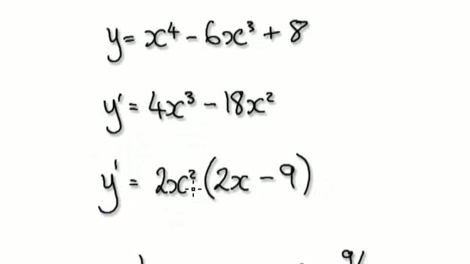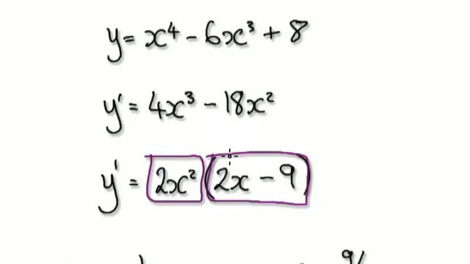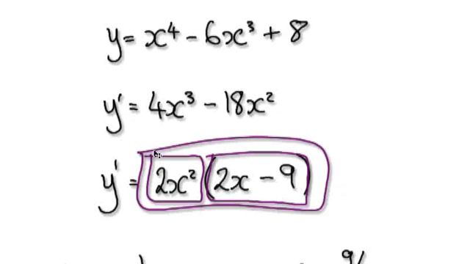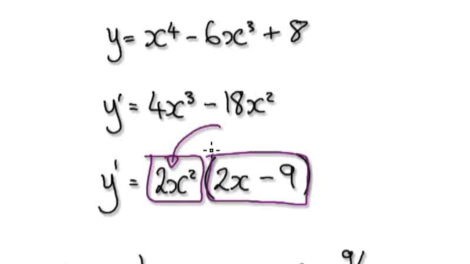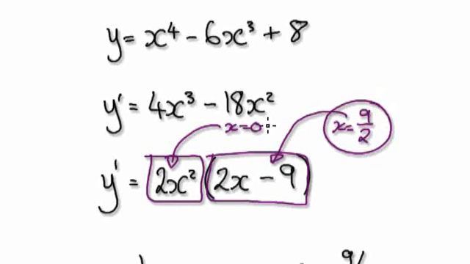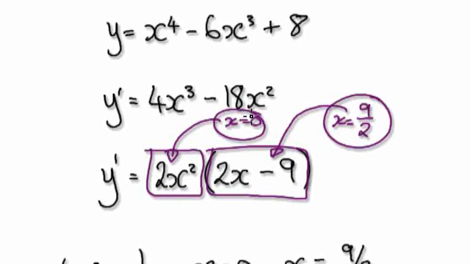Now looking at this, at the moment you've got this times this. When will this whole thing be 0? This whole thing will be 0 when you make this block 0, which will be when x equals 0. And if you make this other block 0, so when will this be 0? This will be 0 when x is 9 over 2. So the gradient will be 0 when x equals 9 over 2 and when x equals 0.